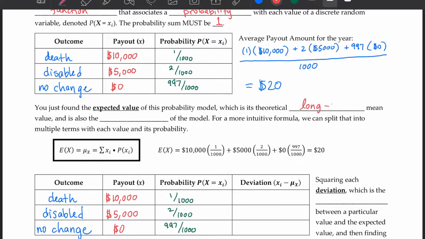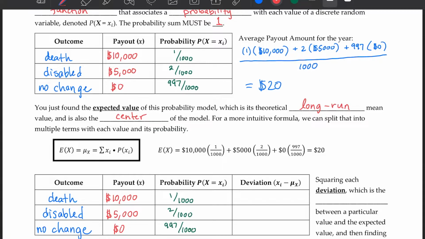And so what this means is that it's a theoretical long-run mean value, center value, average value. Because of that, we can use it as a measure of center for our model. So $20 is the center, which seems a little ludicrous because when you just look at the payout amounts, 10,000, 5,000, how could 20 possibly be in the middle? It has to do with the weighting of the fact that there are 997 out of 1,000 people we're paying nothing to. So that's why it skews so much toward $0 a lot more than our actual payout amounts.